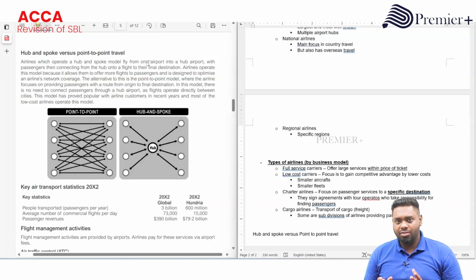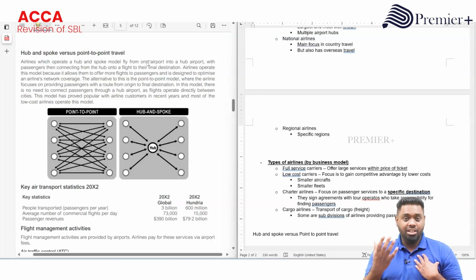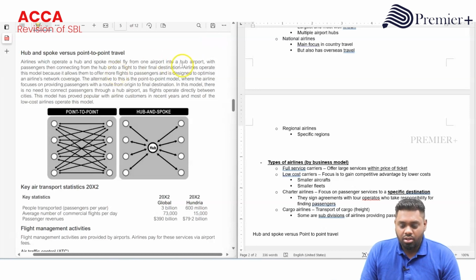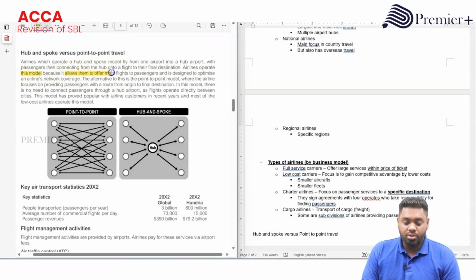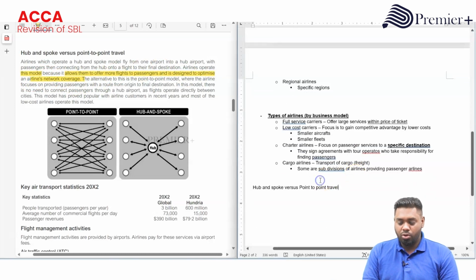Point-to-point travel is basically where one flight would suffice to get to the destination. Airlines operate the hub and spoke model because it allows them to offer more flights to passengers and is designed to optimize an airline's network coverage. This is the purpose of hub and spoke, one of the benefits.